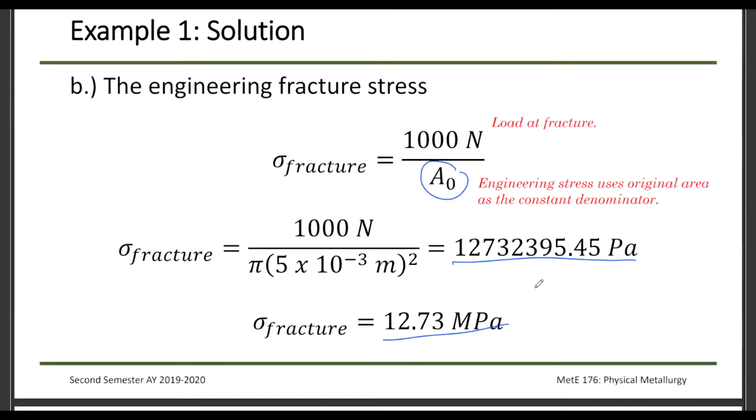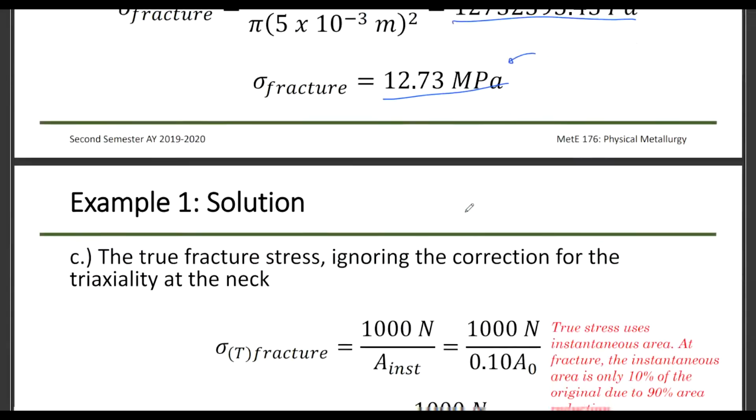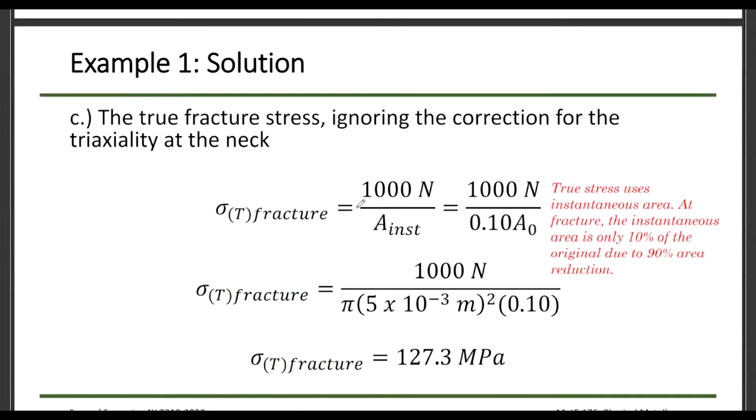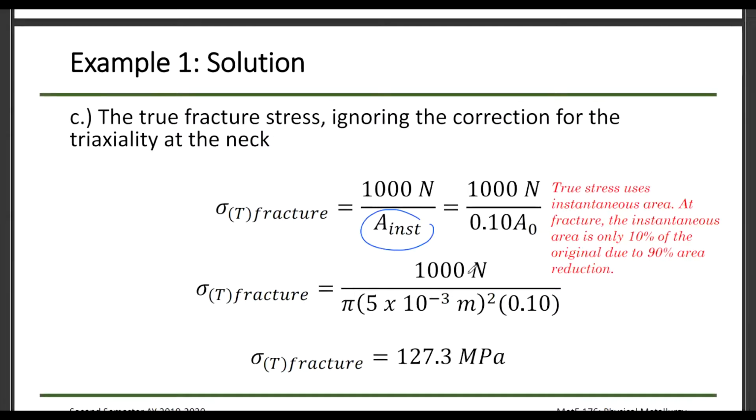Usually when we express stresses, we do it in megapascals. So it's 12.73 at fracture, ignoring the axiality, so we won't do a correction. If you want to get the sigma true at the fracture, then we just get the instantaneous stress.